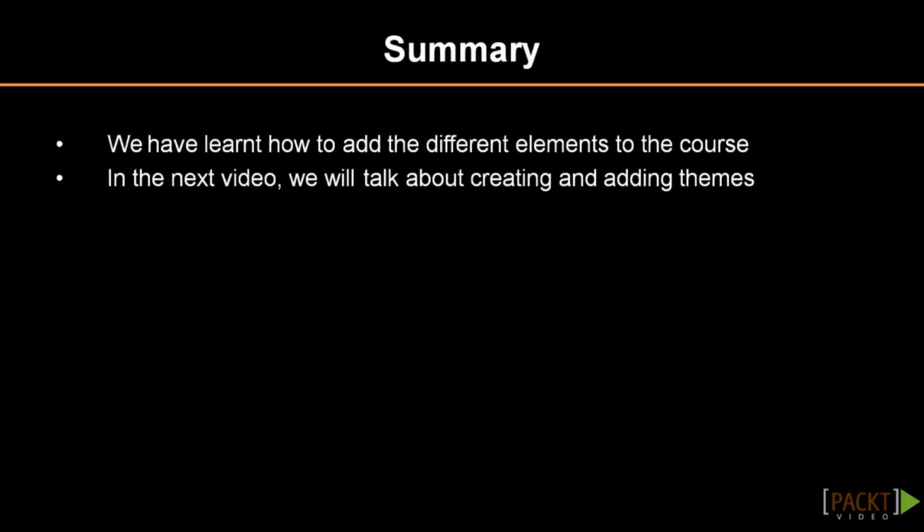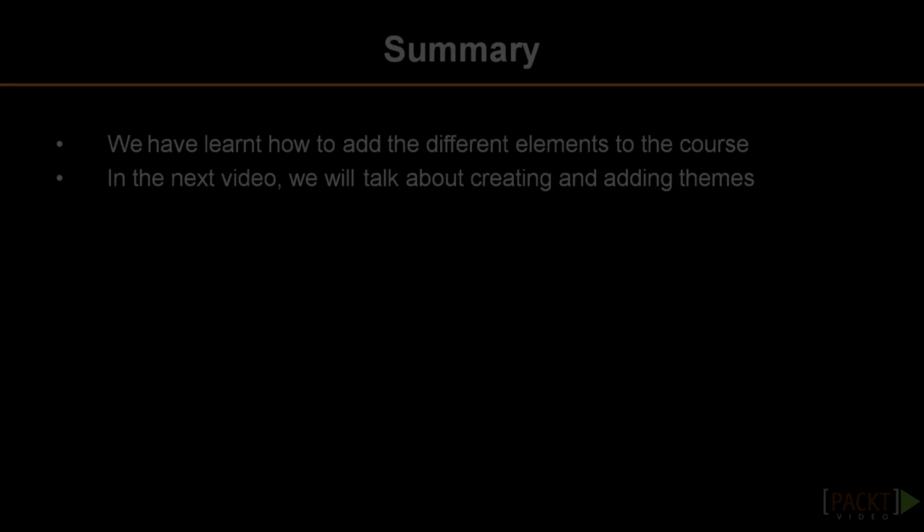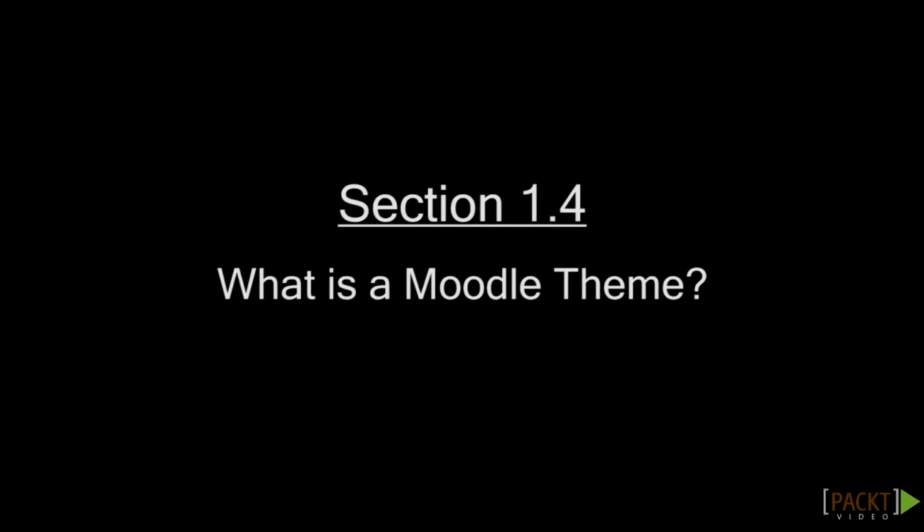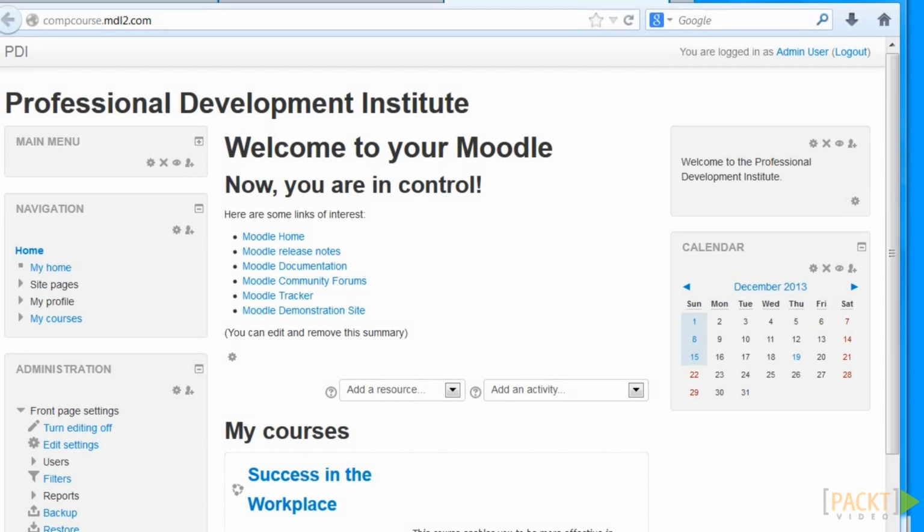So now that we have learned how to add the different elements, in the next section we'll talk about creating and adding themes. 1.4. Welcome to What is a Moodle Theme? A theme is a skin, and it can completely change the look and feel of your course, and also the entire site. For customizing the entire site and creating a consistent look and feel for all your courses, selecting a theme is great. For course level changes, we can modify course format and also modify individual items. We'll review those aspects in future sections.